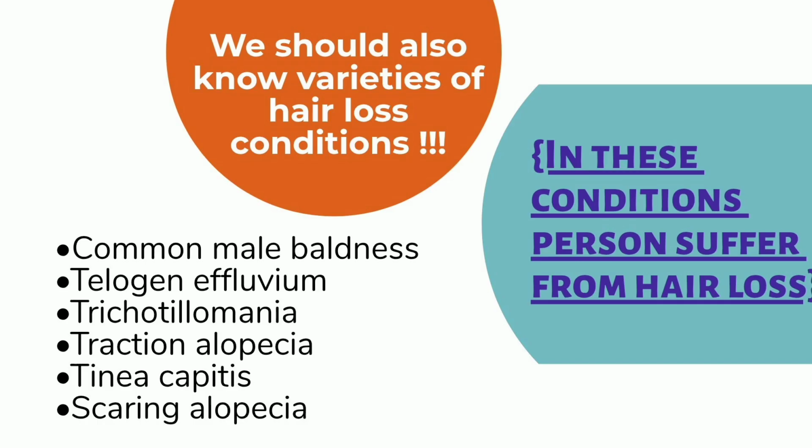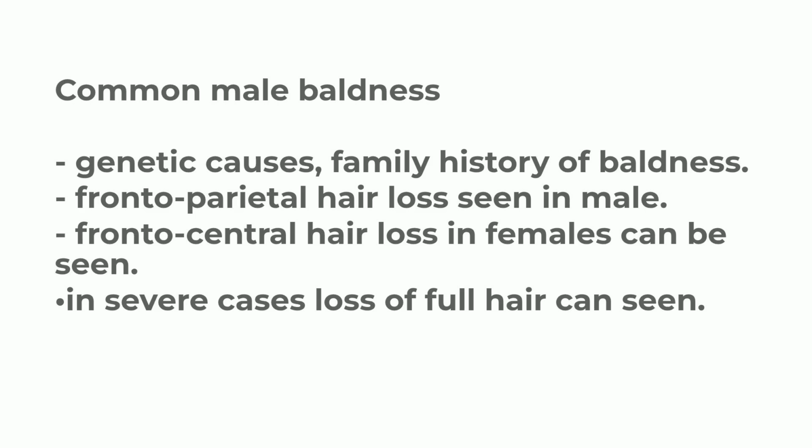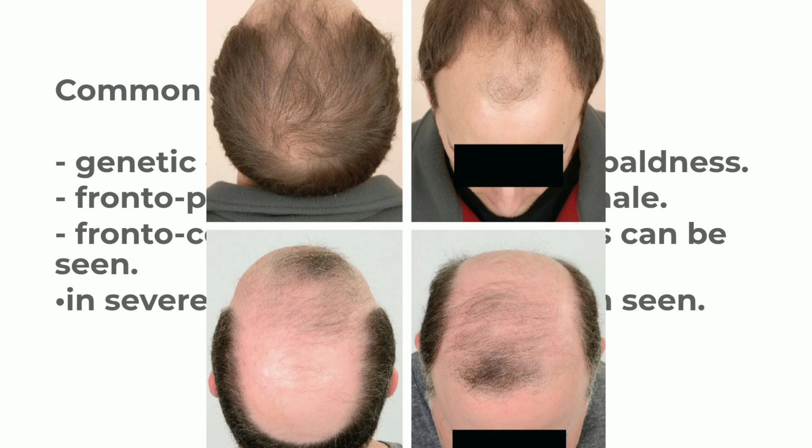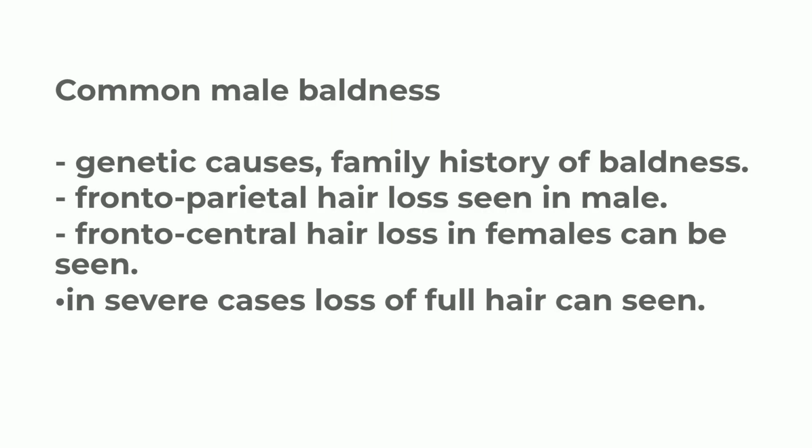We should also know the common varieties of hair loss that occur because of some conditions or some diseases. The first is common male baldness, which is androgenic alopecia. It is seen in males who have a family history of baldness. In the frontoparietal area, the hair falls with thinning of frontal hair. In most cases, parietal and occipital hair stays. That means only frontoparietal hair fall occurs. Only in severe cases, all hair will be lost.